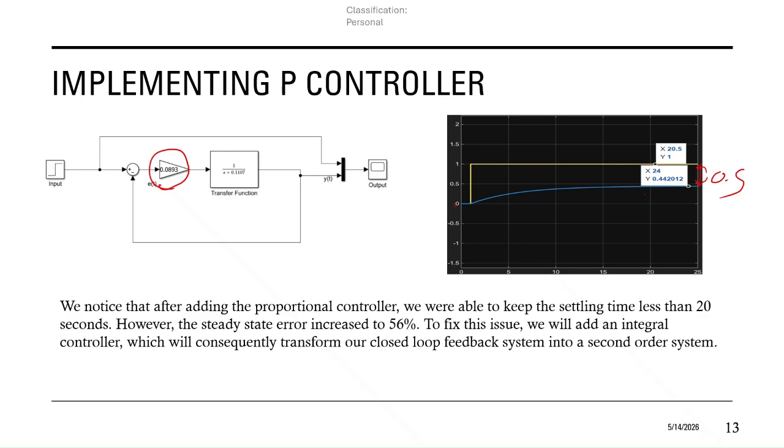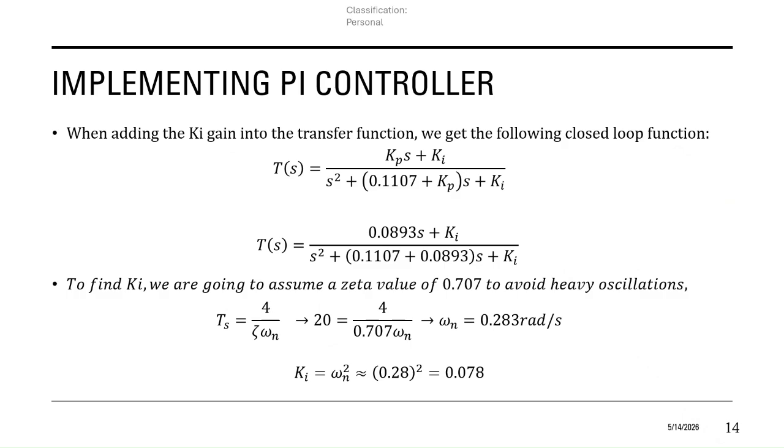So to fix this issue, we will add an integral controller, an I controller. And you'll notice here that after adding the I controller, I get a second order system. If I have a second order system, that means I have zeta and omega n. I'm going to assume that the zeta value is 0.707. This is known as the Butterworth value. It's the value at which there's the highest stability, and I want to avoid heavy oscillations.